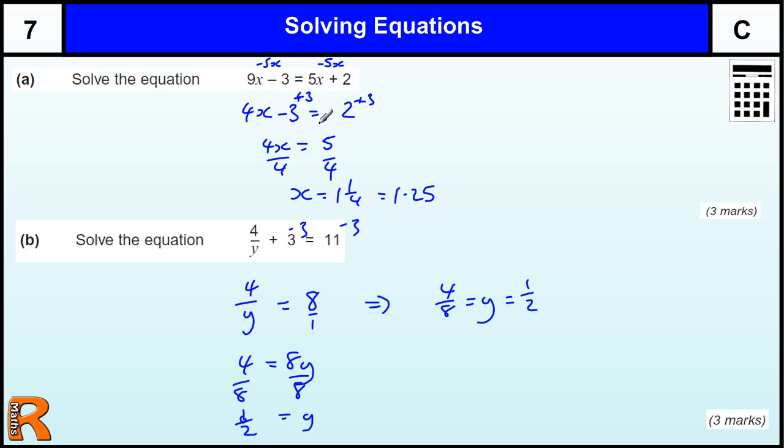Now I've put this down as a grade C question because of that difficulty with the y underneath, and the first question part was only grade D, but this is towards a grade C question.